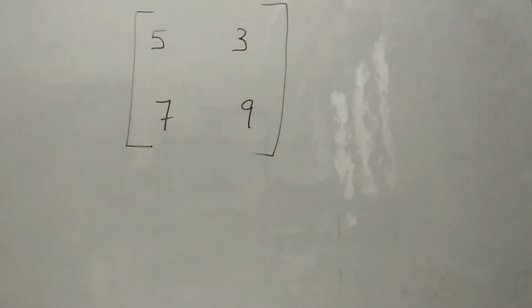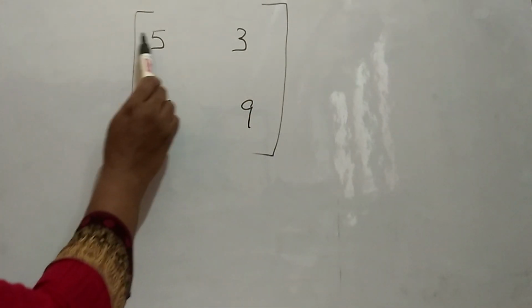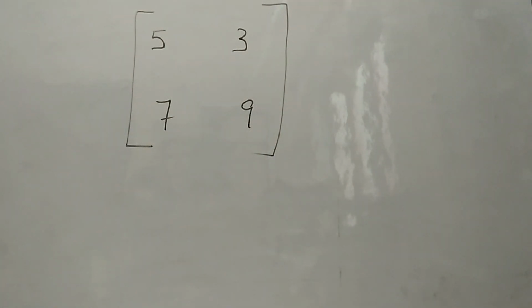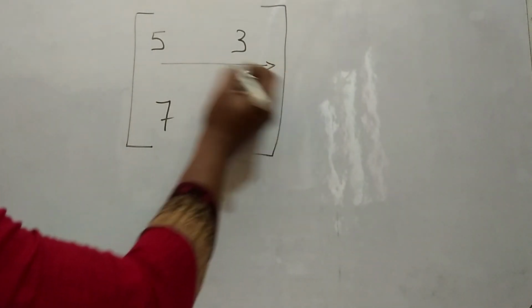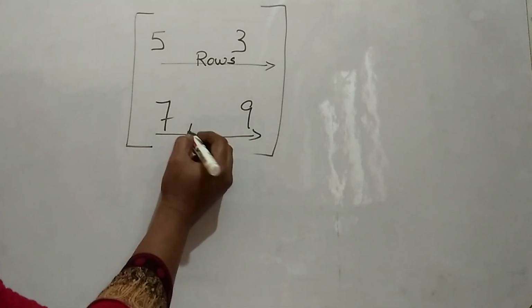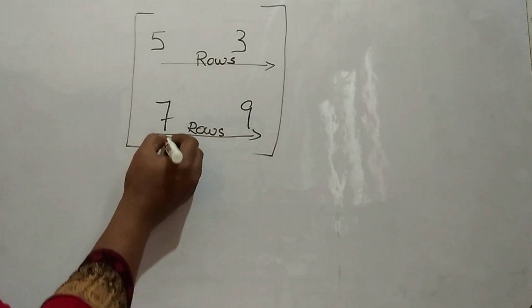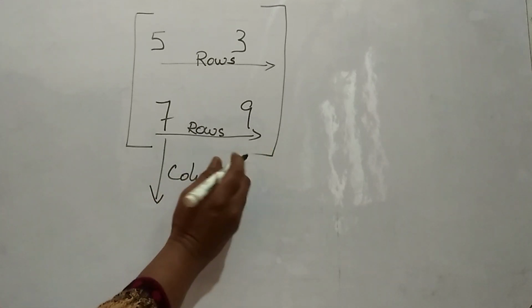Let us revise some important questions of matrices. Matrix. A matrix is a rectangular arrangement of numbers, arranged in rows and columns.